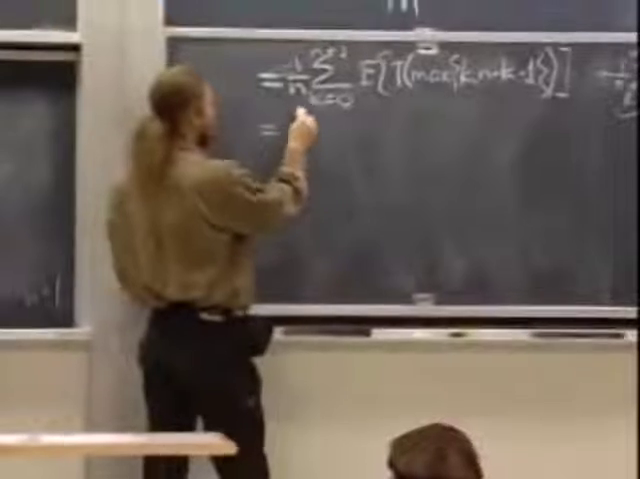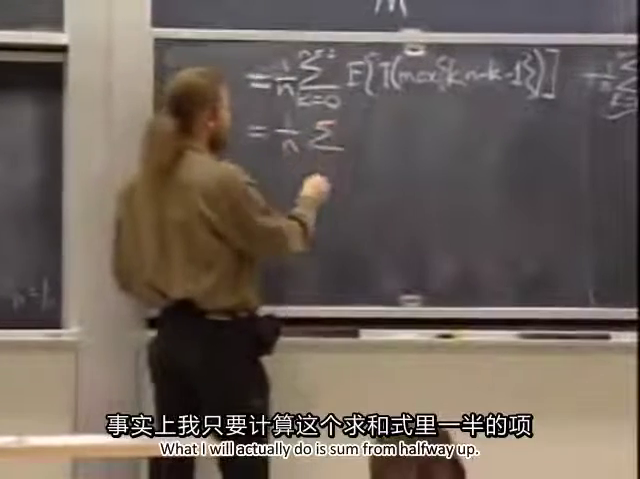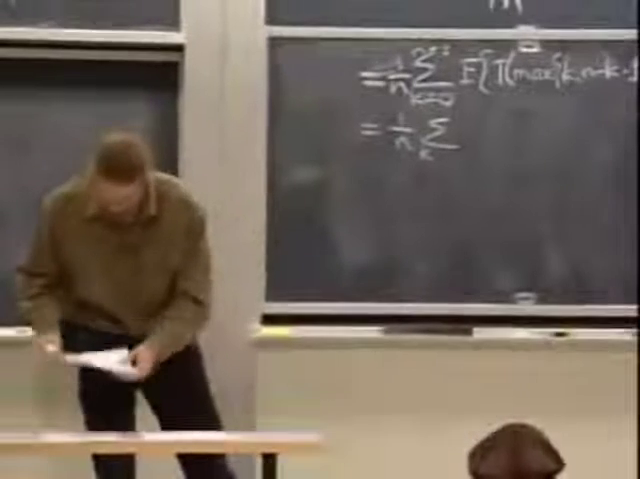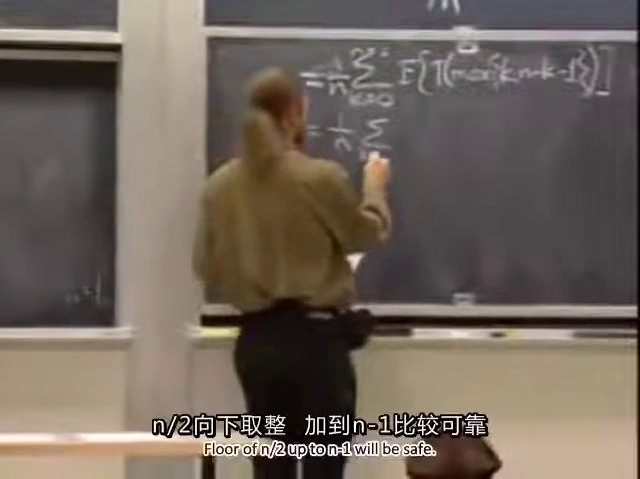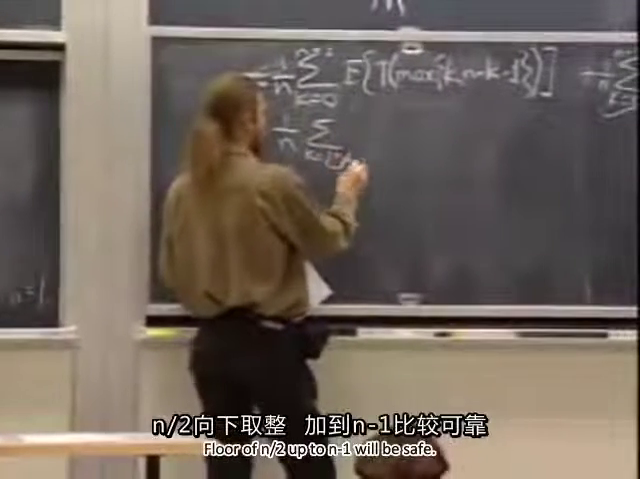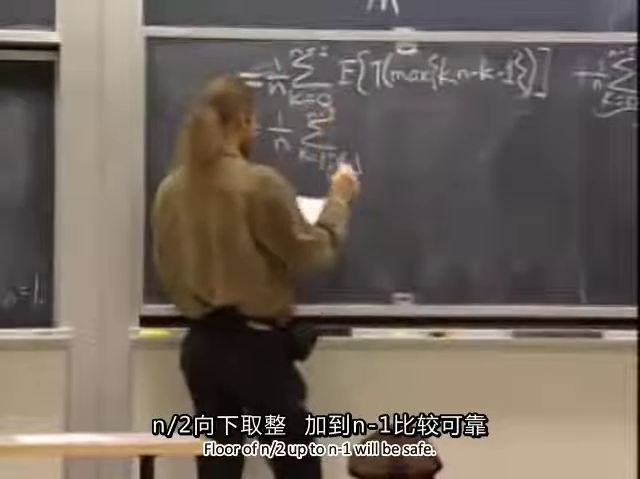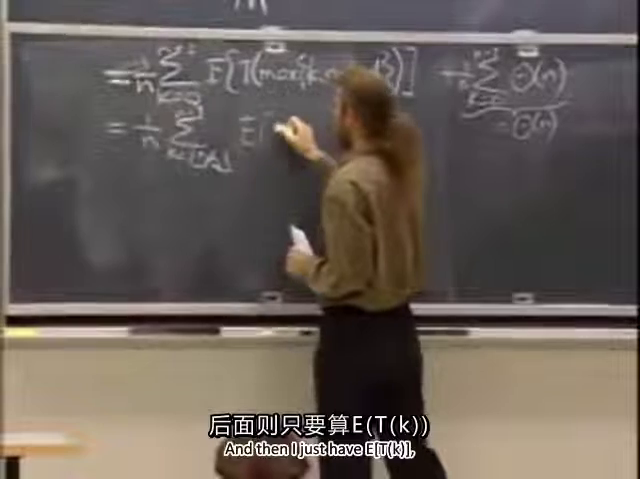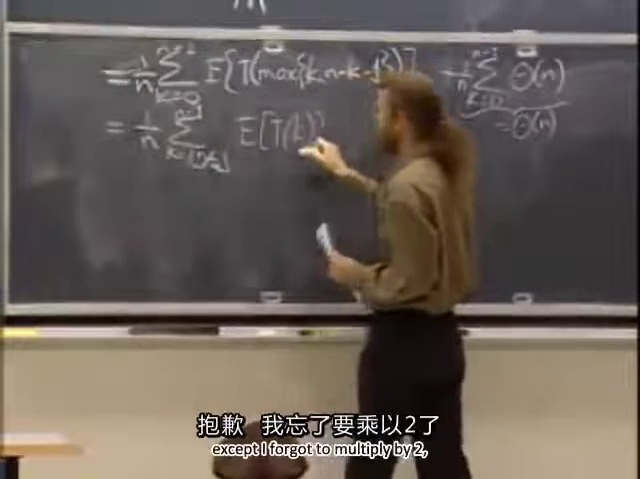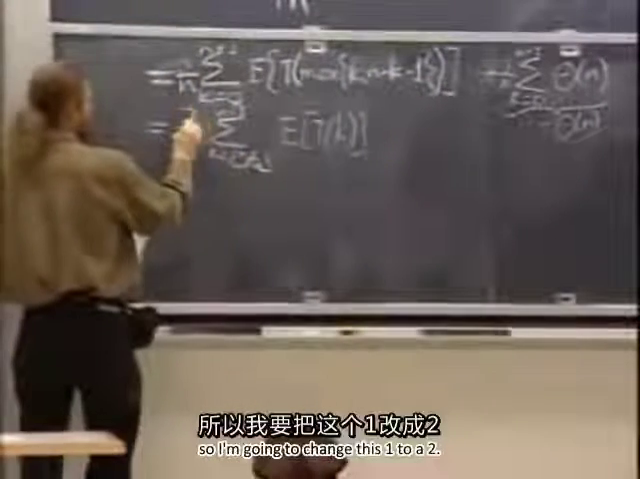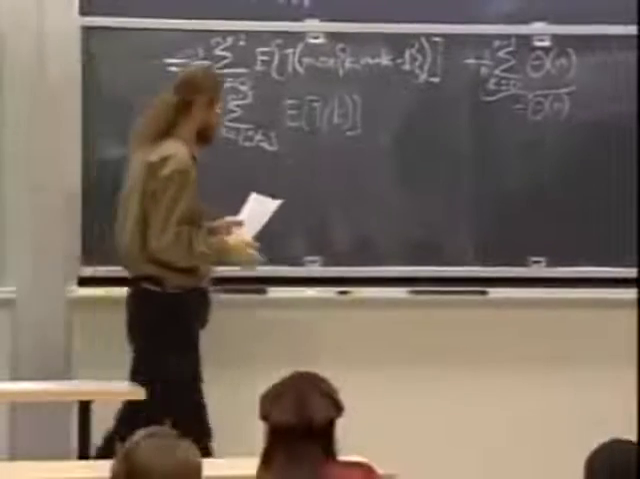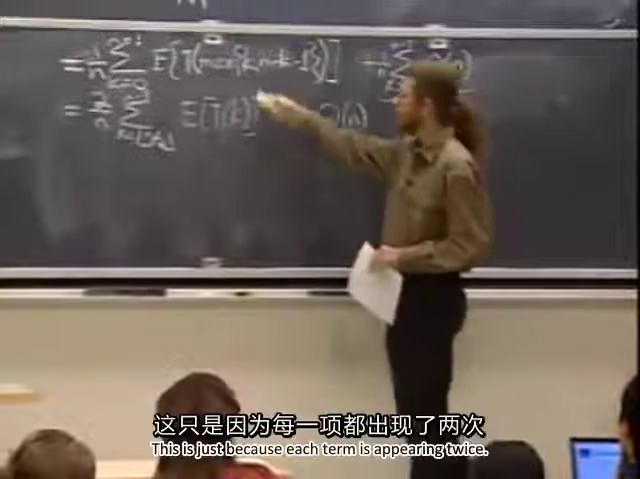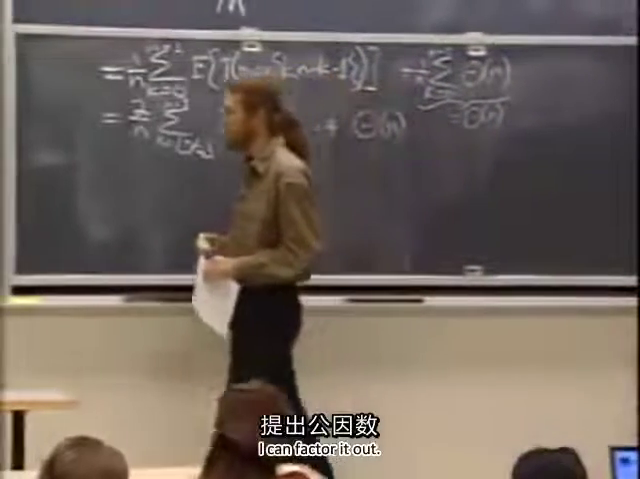So what I'll actually do is sum from halfway up. That's a little bit cleaner, and let me get the indices right. Floor of n over 2 up to n minus 1 will be safe. And then I just have E of T of k, except I forgot to multiply by 2. So I'm going to change this 1 to a 2. Okay, and the order n is preserved. This is just because each term is appearing twice. I can factor it out.